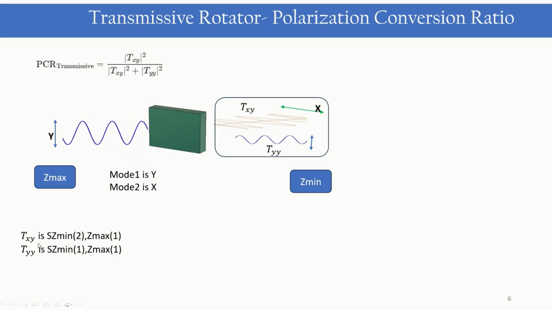In the case of Txy, here we are considering mainly the transmission. So the transmission means Z min to Z max. So if it is X, you have to put 2, and if it is Y, you have to put 1. That is how we are calculating Txy and Tyy. You can use these values and make the calculations. If you have any confusion, you can always check the mode, that is the polarization orientation, using the 2D, 3D results, and you can make the adjustment based on that.